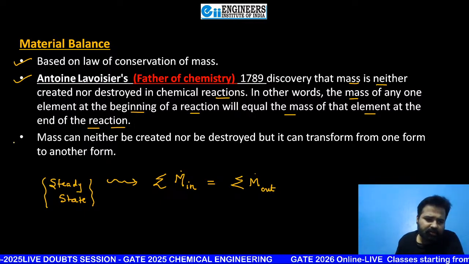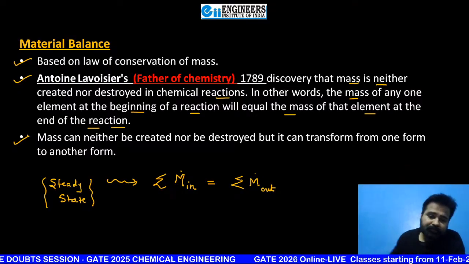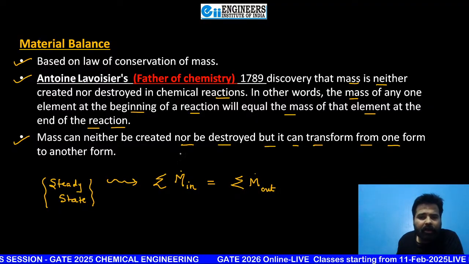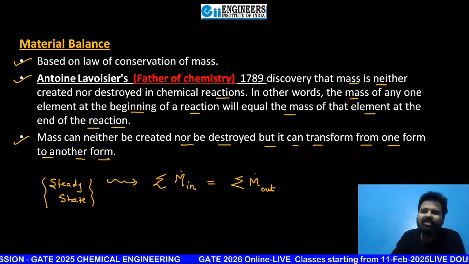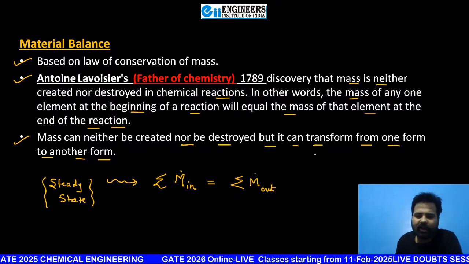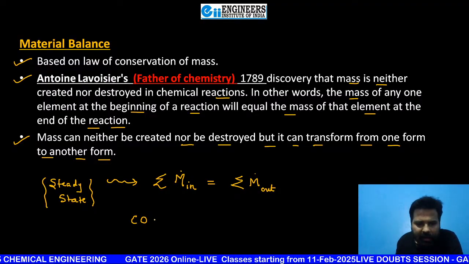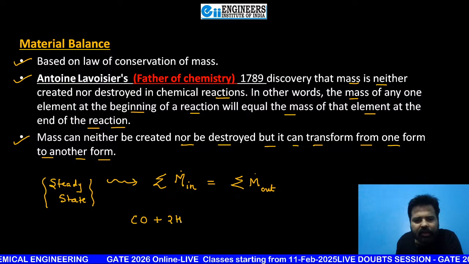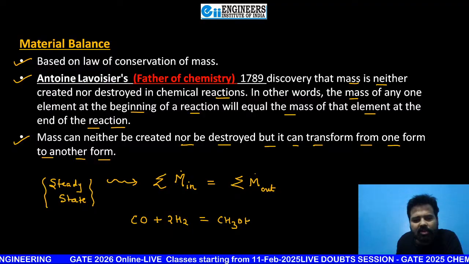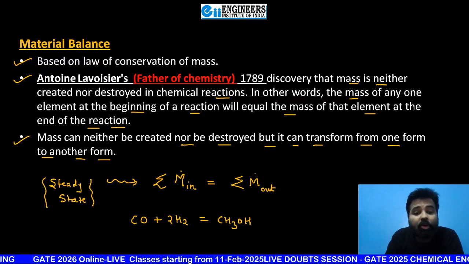At last, just one important thing again: mass can neither be created nor be destroyed, but it can transform from one form to another form. What is the meaning of transform? Suppose you have carbon monoxide, and you are going to give hydrogen here. What will happen? Methanol, CH3OH, will form. So here you can see that you are transforming.